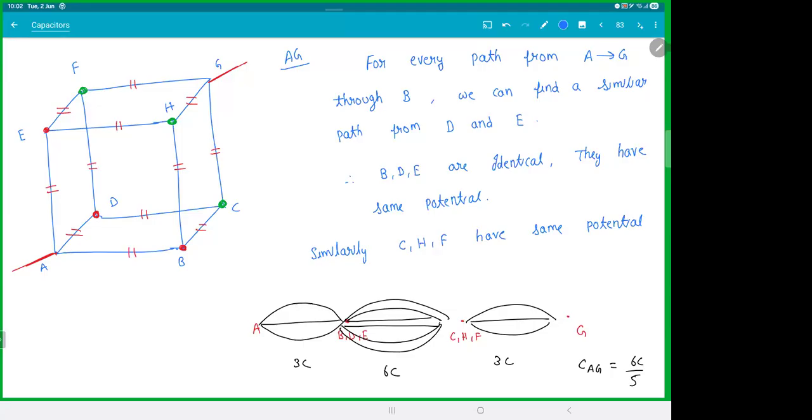Next thing, you want to go from A to B. You use the same logic. When I want to go from A to B, how many paths can I take? In that, how many paths are identical? If two paths are identical, the potential of all those points will be the same. That is the whole idea behind this symmetry. Give a try for AB. Out of all the three, AB is the toughest one.